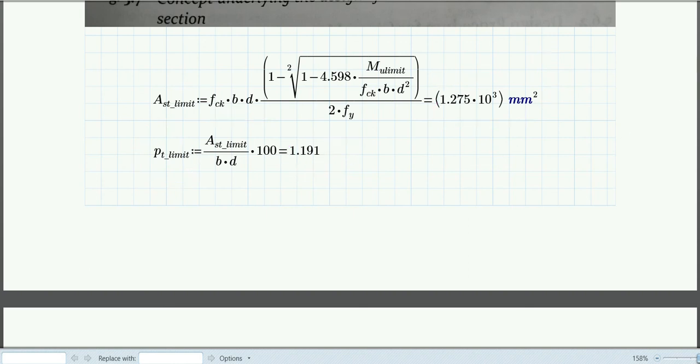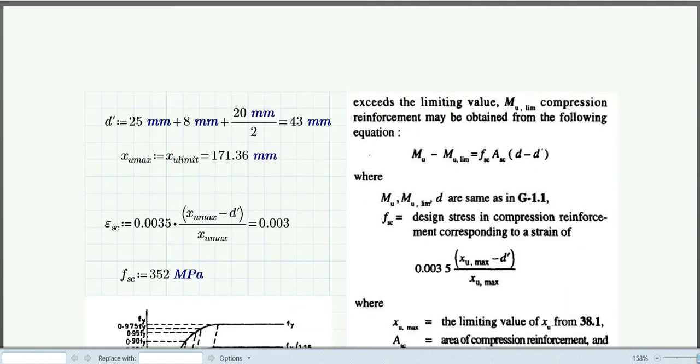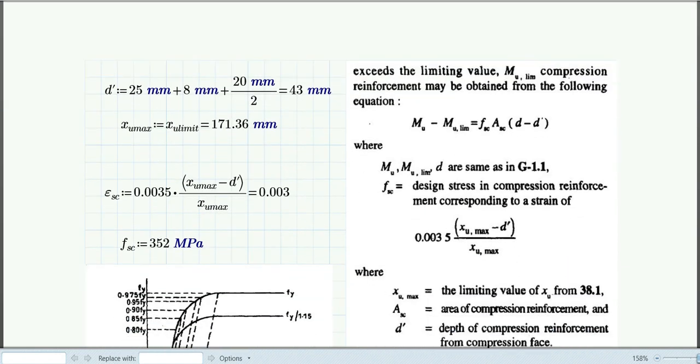Now let's find out the value. Before going to that, I think we can continue the later part in the next class. For now, you just revise what we have studied, and how to find out the ASC, that is the compression steel, we will discuss in the next class.